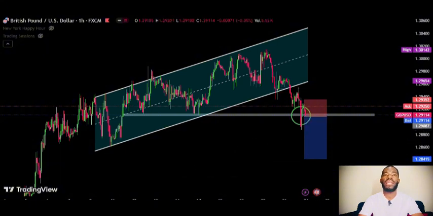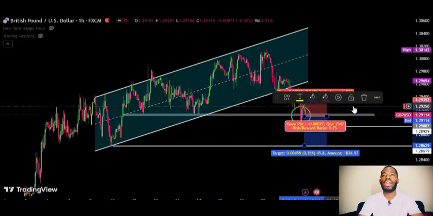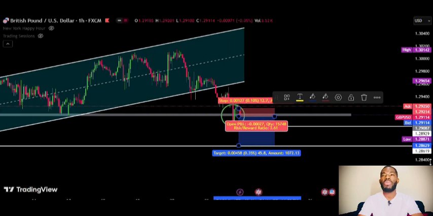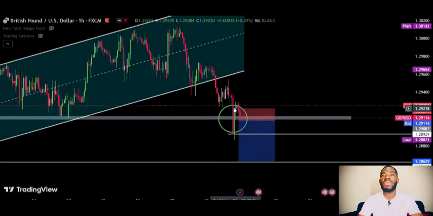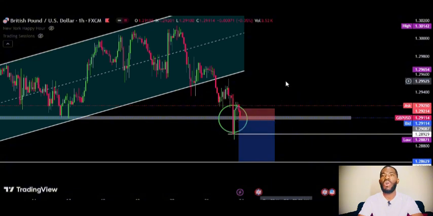Okay, and our first target would be here. Okay, and then our next target would be these lows over here. So you are looking at that possibility. Your stop loss will be just above that bearish candle right there. Okay, and you can have a 1 to 4 risk to reward ratio.